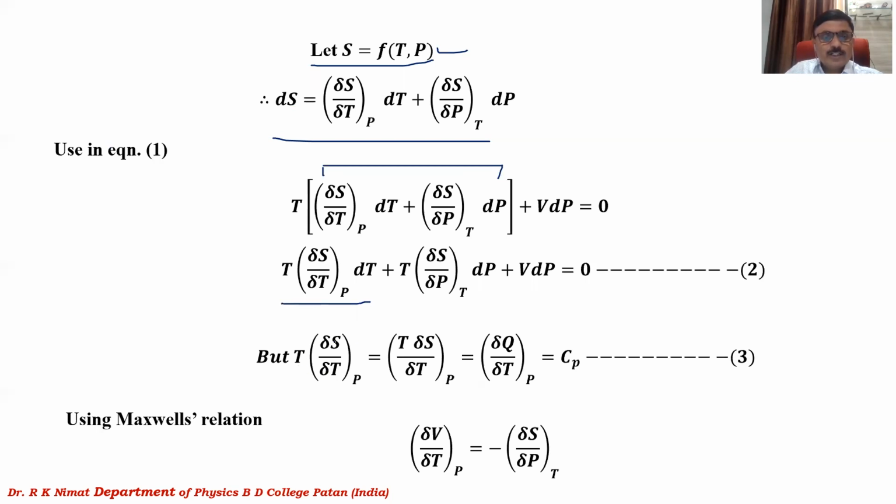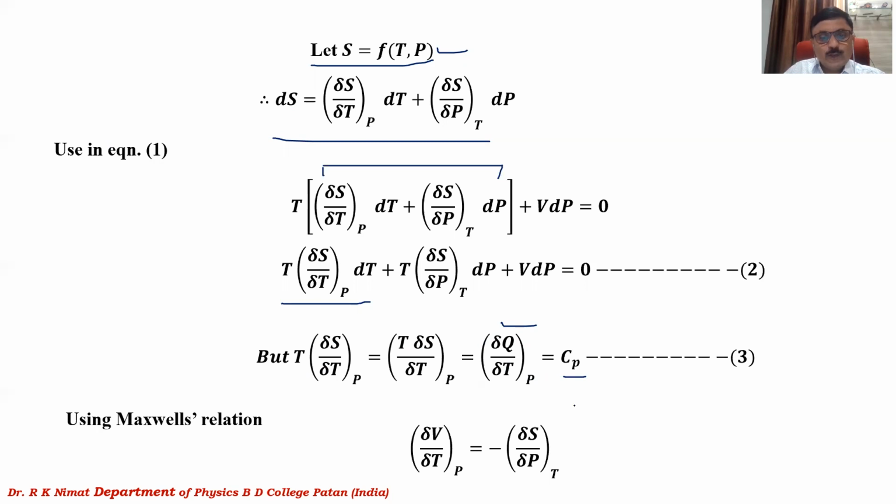In this term, T dS is nothing but dQ according to the second law of thermodynamics. So it will give you dQ by dT at constant P. But this is nothing but the specific heat of 1 mole of a gas, because we have taken 1 mole of the gas. So dQ by dT at constant P is nothing but specific heat at constant pressure.